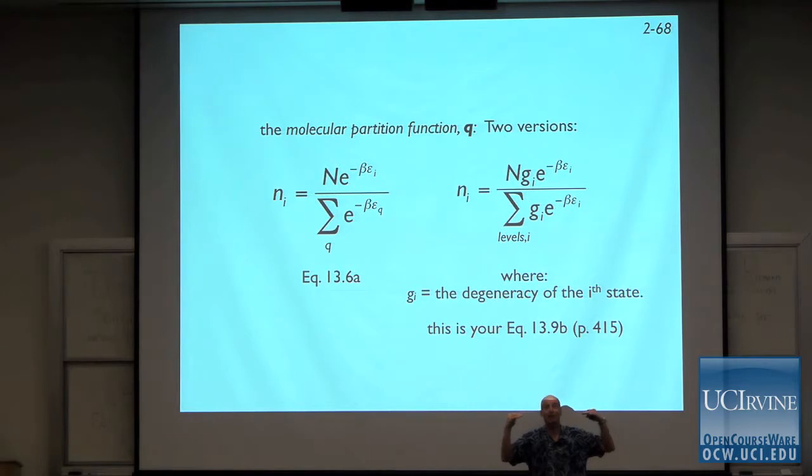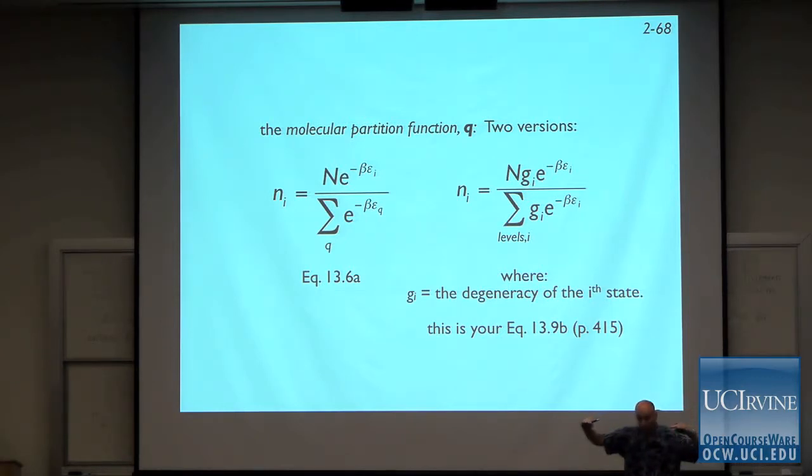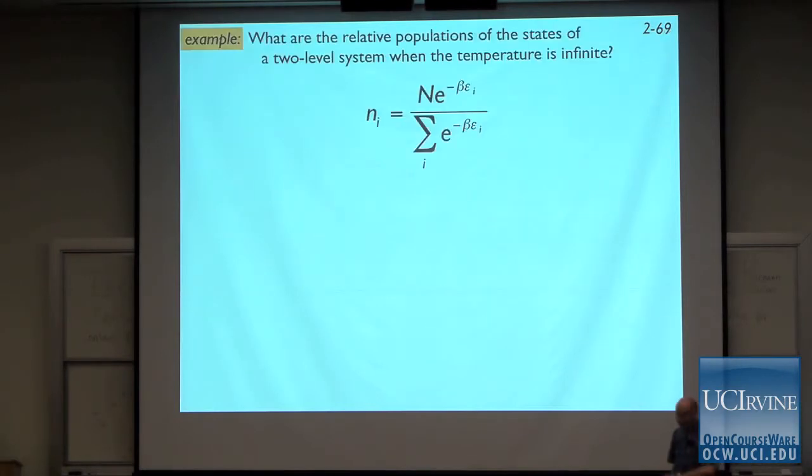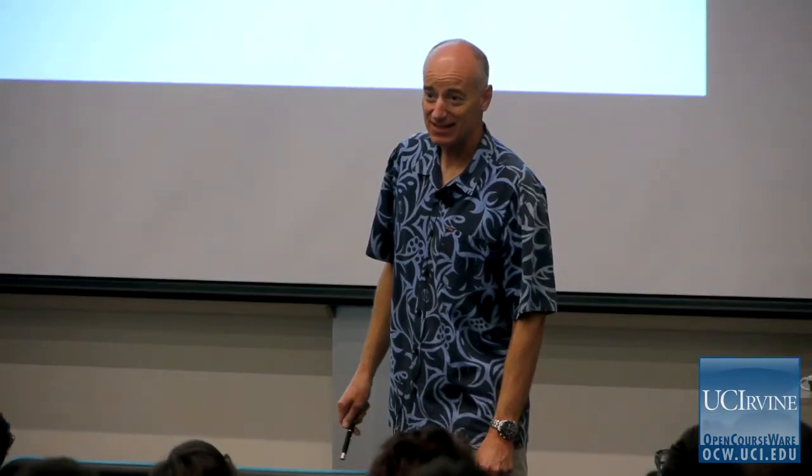So if the ground state happens to have 4 molecules in it, no, let me say that a different way. If there are 4 ground state energies that all have the same energy of 0, the degeneracy would be 4. We'll do an example. This is your equation 13.9. Two versions of this. I never learned anything until we started to do examples. So let's do some examples, so that if any of this starts to make sense.